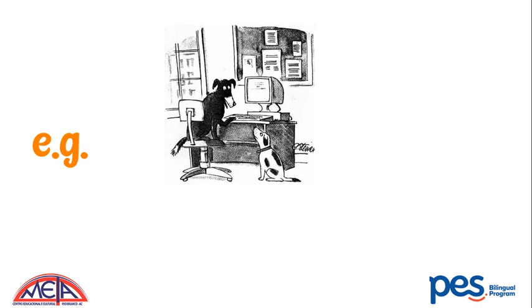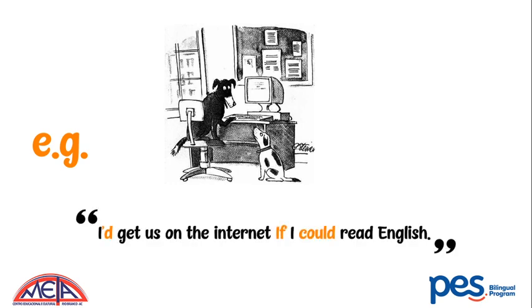For example, I'd get us on the internet if I could read English. Essa já não é mais uma situação real, é uma situação hipotética. Eu entraria na internet, eu nos colocaria na internet if I could read English, se eu conseguisse, se eu pudesse ler inglês. Então a gente usa o would, que aí nessa frase está abreviado com apóstrofo D, e nós usamos o if mais um verbo no passado, no caso if e could. Could is the past form of can.